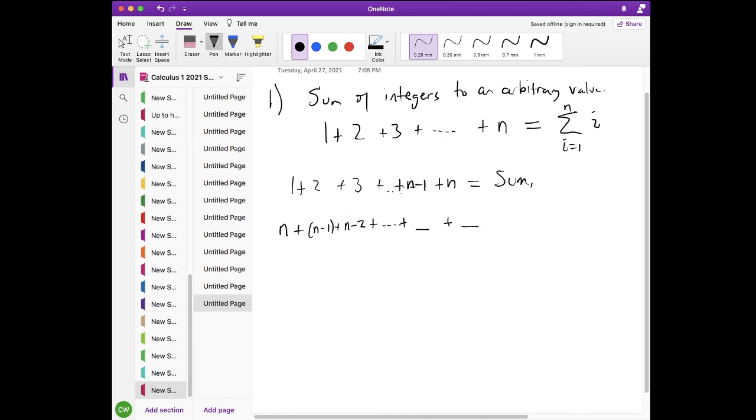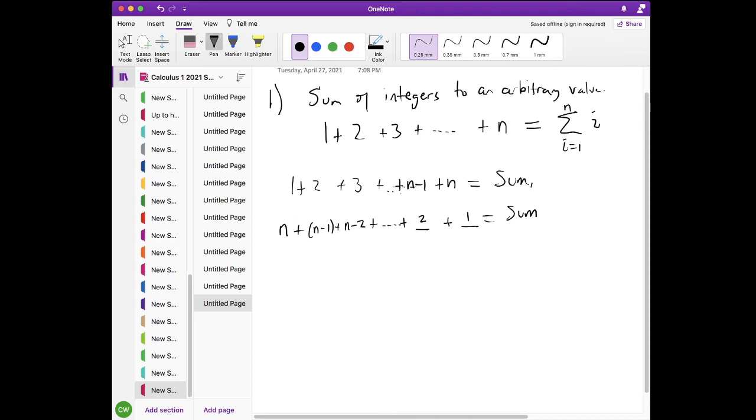2, yeah. 2 and then 1. Okay, so this is the same thing, right? That's also the sum. All I just did was rearrange the addition. We know addition is commutative, right? So I can arrange it however I like.